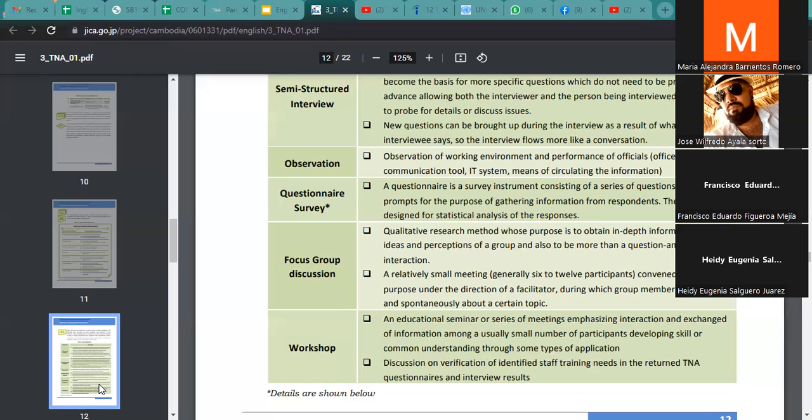Observation. Yep. Okay, teacher. Observation of working environment and performance of official office material, communication tools, IT system, means of circulating the information. What did you get from this method?